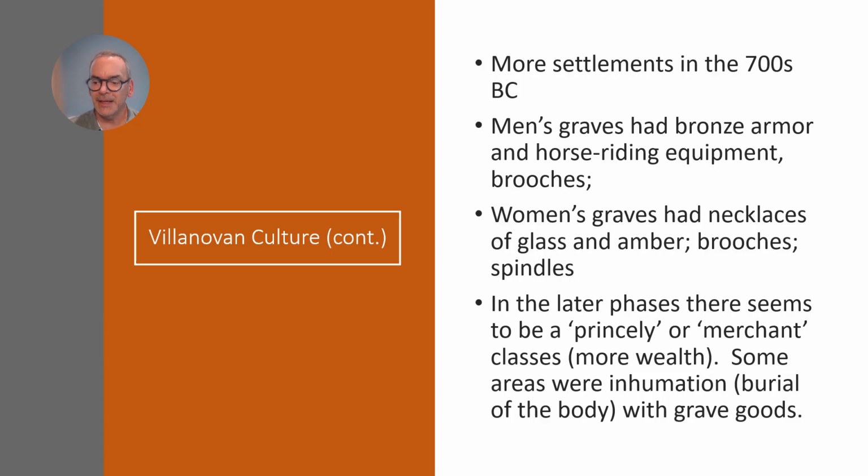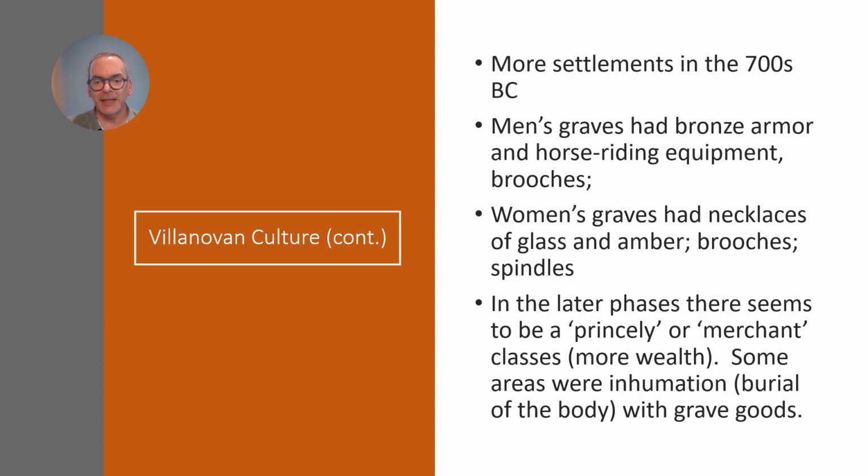You start to see more on the sociology of people. So in men's graves, you're starting to see armor. And armor should tell you that they're probably fighting with people. You're seeing horse riding equipment, brooches, and so on, things that are related to, in this case, war. So they're starting to fight with other people who are living in the area. You do see women's graves, and I've listed a few things here that are being found in those. Necklaces, brooches, spindles, which is what you would make cloth out of. So they definitely had that particular technology.